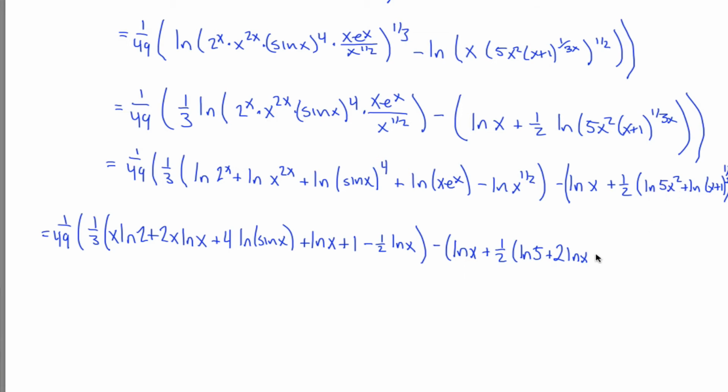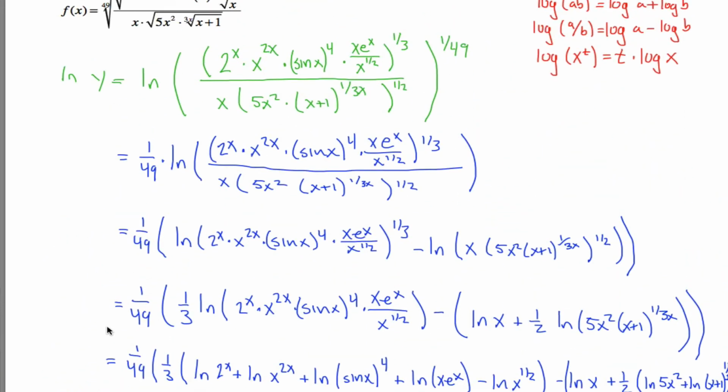And then to that I want to add the natural log of x plus 1 raised up to the 1 over 3x power. Well, I can take that 1 over 3x down in front and multiply that by the natural log of x plus 1. Close those parentheses, close those parentheses, close those parentheses, and then close those parentheses. Probably missing some closed parentheses up here.